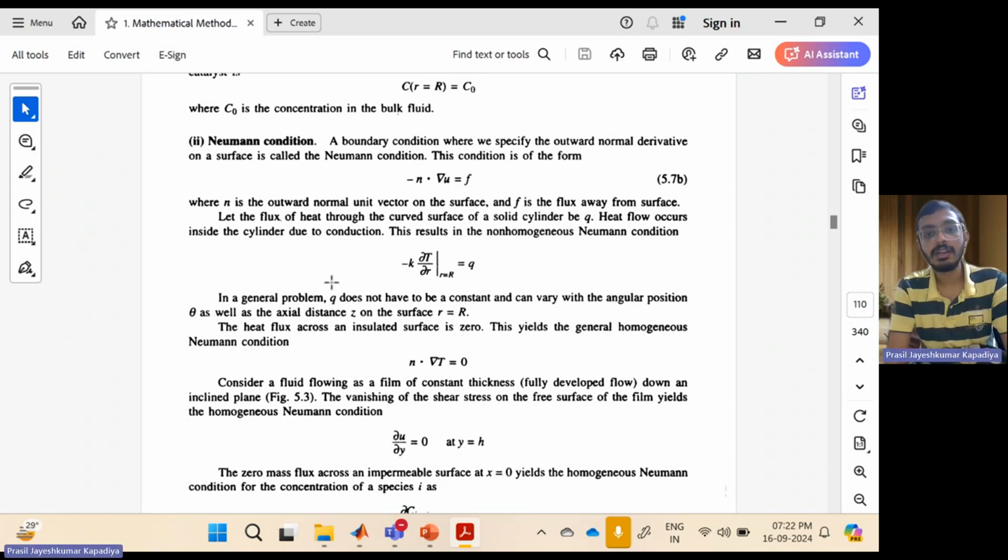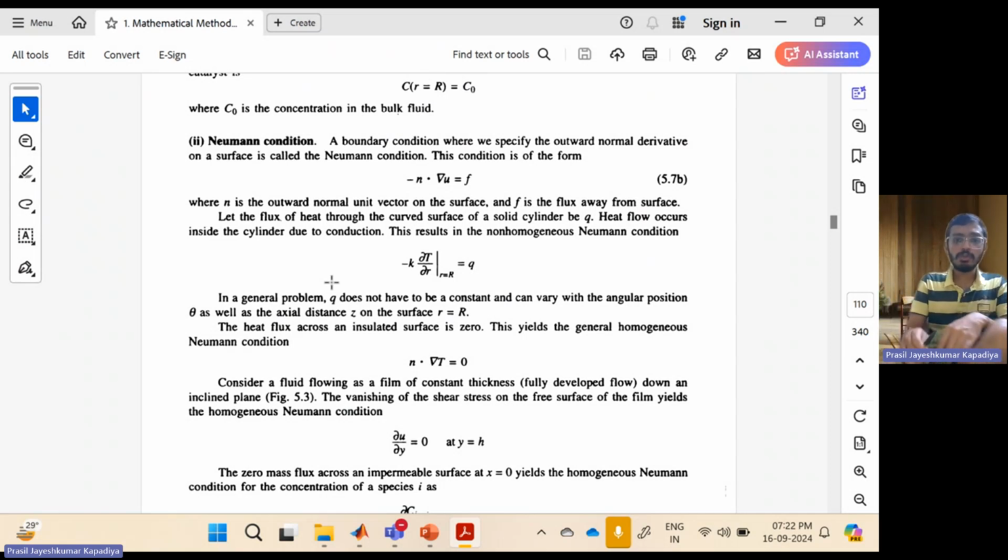Let the flux of heat transfer through the curved surface of a solid cylinder be Q. The heat flow occurs inside the cylinder due to conduction. So my heat transfer Q will be equal to minus K del T by del R at my outer surface, r is equal to R. So here we have not defined the value of Q or the value of T at r is equal to R, but we have defined the gradient of that dependent variable T. So that's why minus K dT by dr is equal to 0. This kind of condition is called the Neumann boundary condition.